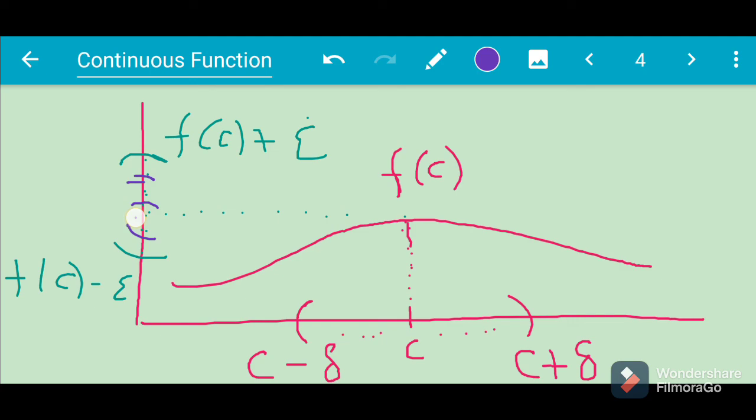It means there is no break, or gap, between the value of f(c) and the value of its neighboring points. It means the curve at c is continuous. The literal meaning of continuous is that there is no break. So this is all about continuous functions. I hope you understood this one.